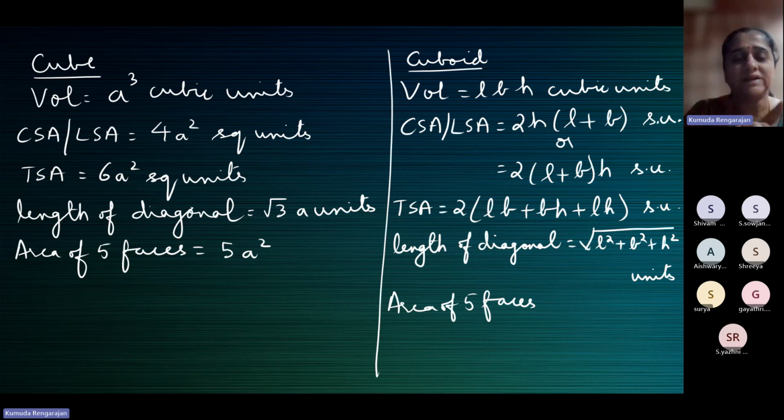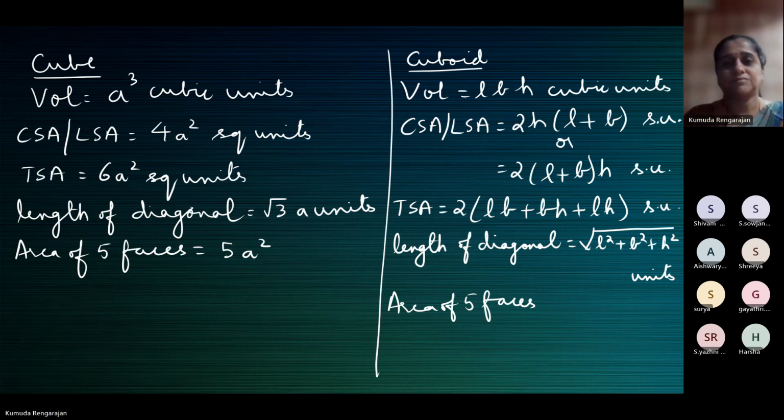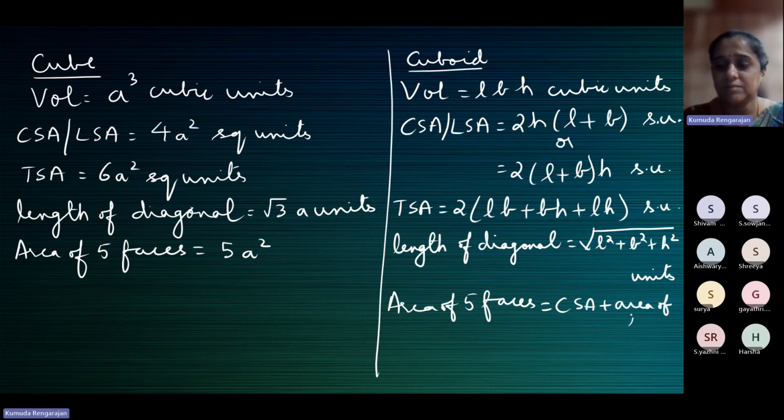The 4 vertical faces, called the curved surface area, plus the area of the base. If the cuboid is open at the top, the area available to be painted is the area of the 4 walls, the 4 vertical faces, that is the curved surface area or the lateral surface area, plus one more face, the base, because it's open at the top. So the formula would be area of 5 faces is equal to CSA plus the area of the base.